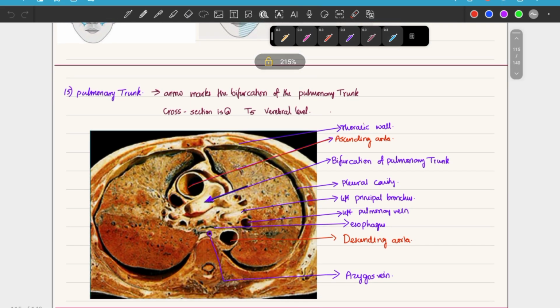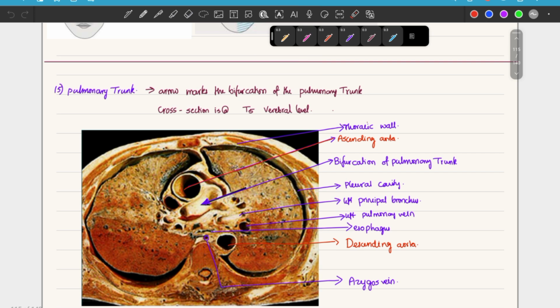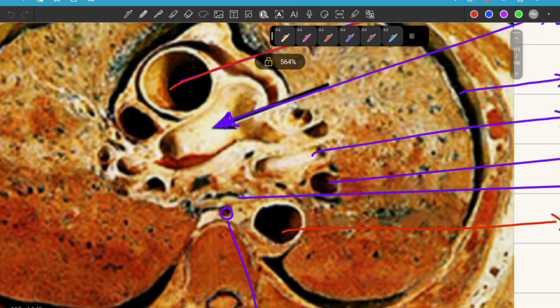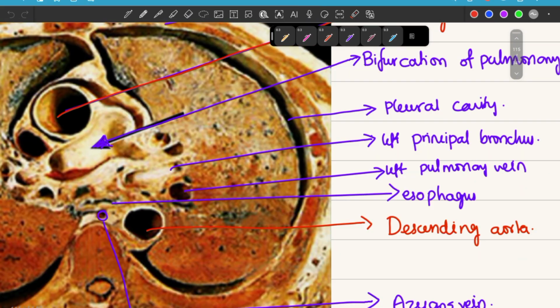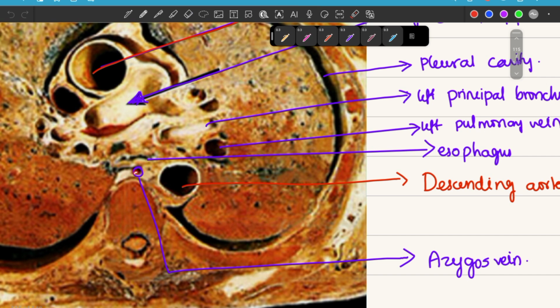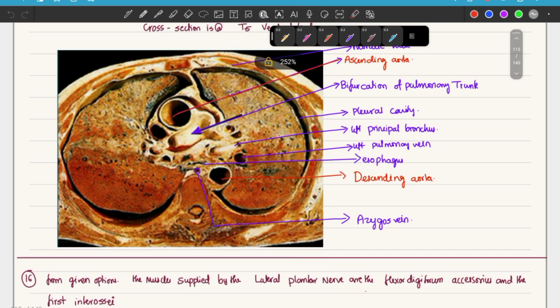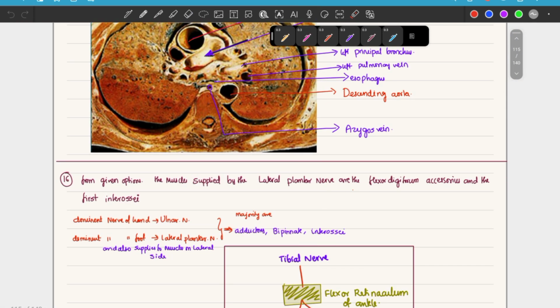See, this is taken at the section T5. So you can see pulmonary trunk there, bifurcation. This is the thoracic wall. This is the cavity, pleural cavity. This is bifurcation of the pulmonary trunk. This is the ascending aorta. This is the descending aorta. Okay. This is the esophagus, and this is the left principal bronchus. Okay. This small vein is the azygos vein that is near the aorta. Okay.